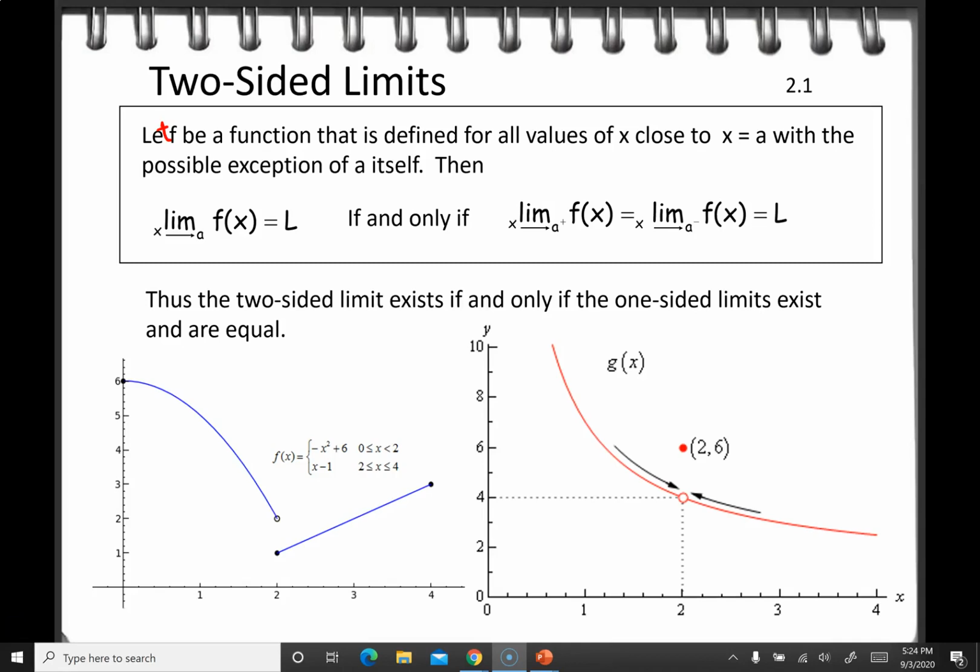Hello team! We're going to cover the topic of two-sided limits. Let's tackle this definition first, which can be intimidating. Then we'll tackle the problem with the pictures, and I think the definition will start to make a lot more sense.